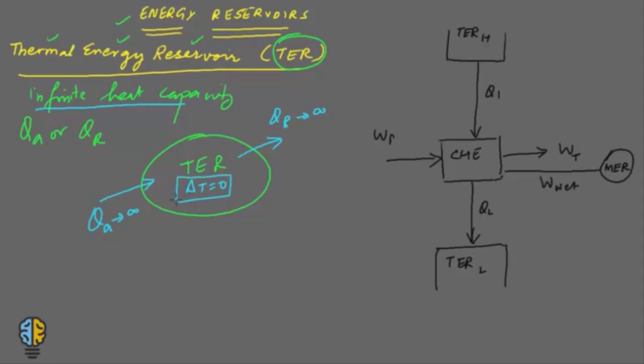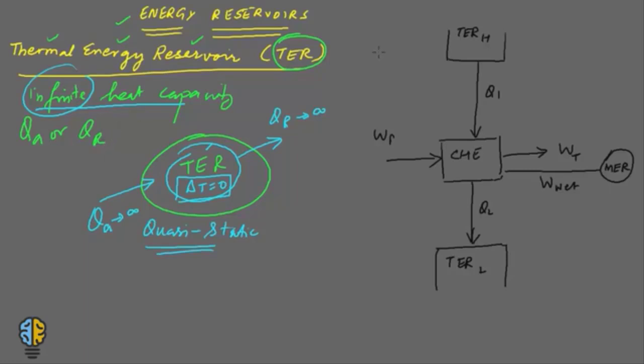And in practical conditions, even if there are some changes occurring in this large body, those changes are so slow and so minute that all the processes taking place within this TER are assumed to be quasi-static in nature. That is why we say it is a body of infinite heat capacity that can continuously supply or reject an unlimited quantity of heat.